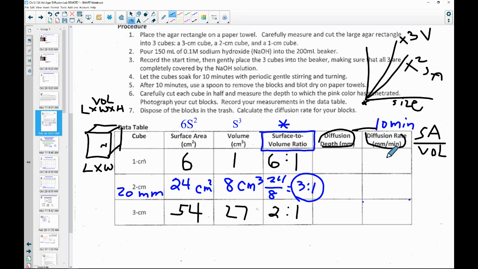But diffusion rate, how fast? Well, the molecules themselves are not moving any faster. They simply have more volume to get across, so it's going to take them longer to get across the cell.